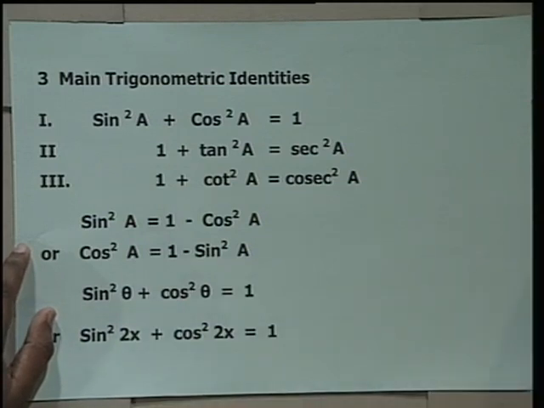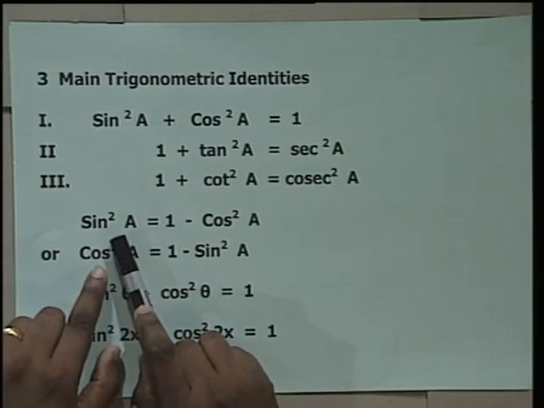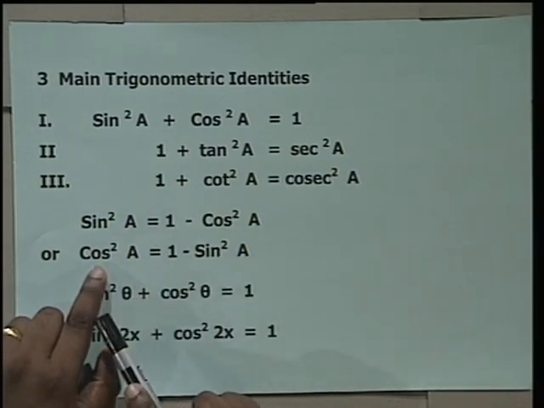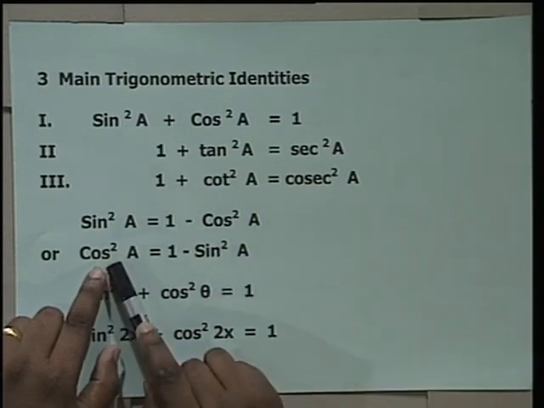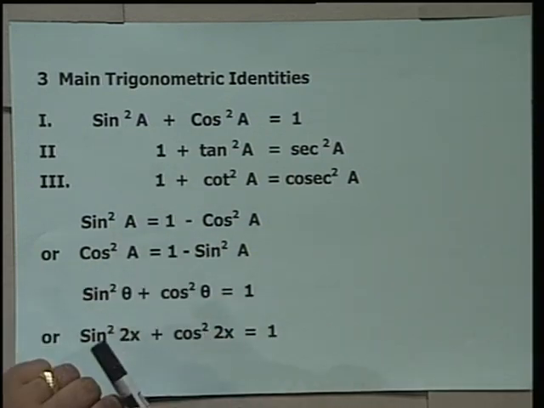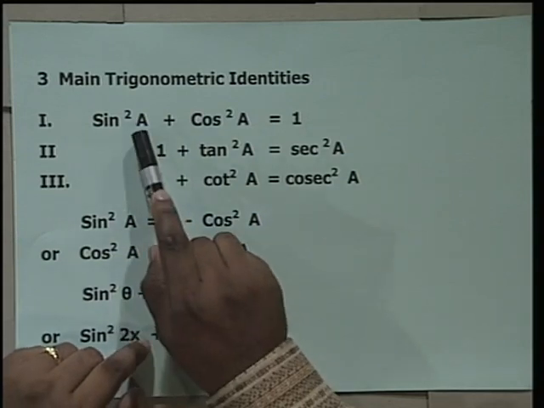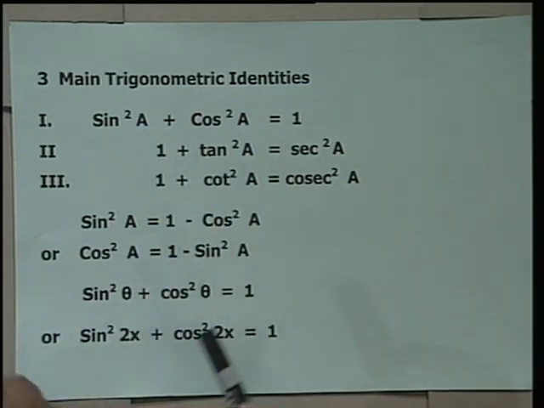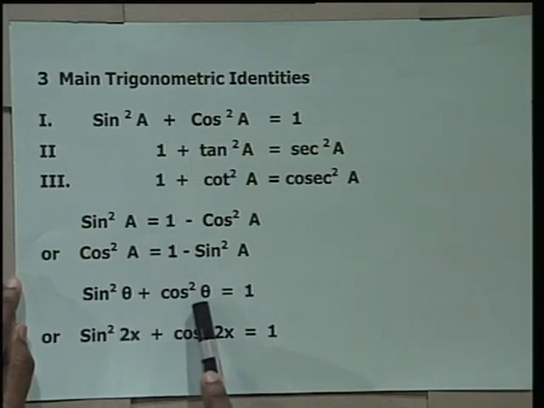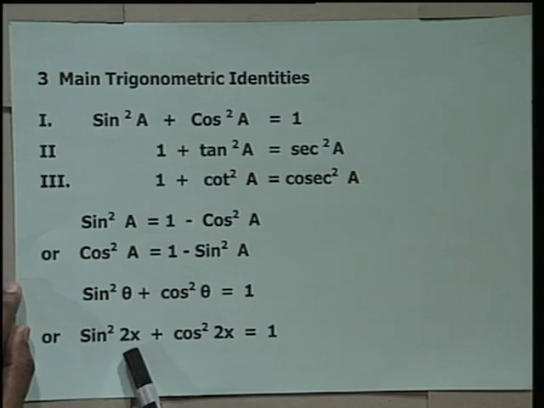For example, we can use the first one to replace sine squared A by 1 minus cos squared A, or we can replace cos squared A by 1 minus sine squared A. And it holds for any angle. That is, it is equally true to say that sine squared theta plus cos squared theta equal to 1, or that sine squared 2x plus cos squared 2x equal to 1.